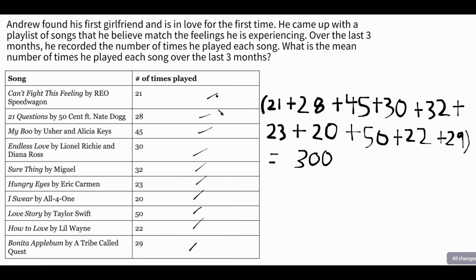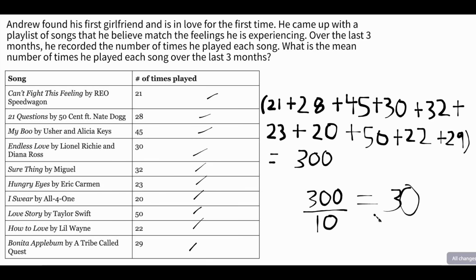So again, I add up all of these numbers, and when I do that, I get 300. So what I'm going to do now is divide by 10. And I'm dividing by 10 because there are 10 numbers here in our number set. So 300 divided by 10 equals 30. So 30 is the correct answer here.